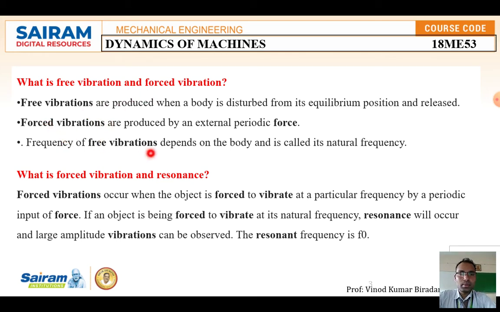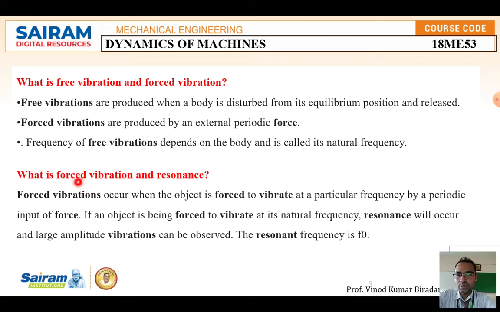The main difference between free vibration and forced vibration is this: free vibrations are produced when a body is disturbed from its equilibrium position and released, and it vibrates by itself. That is called free vibration. Forced vibration takes place with the help of some external periodic force. The frequency of free vibration depends on the body and is called the natural frequency. Natural frequency is very important for solving problems, so you have to remember the definition.